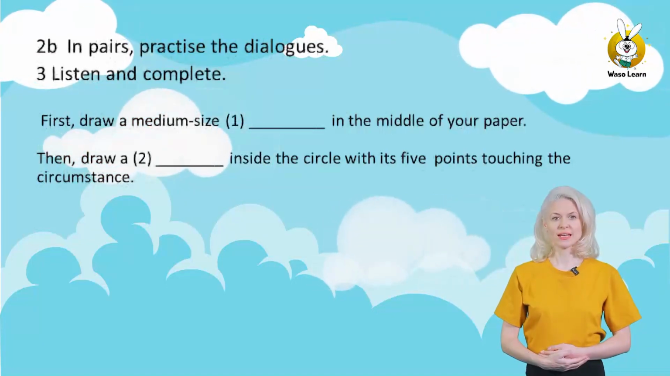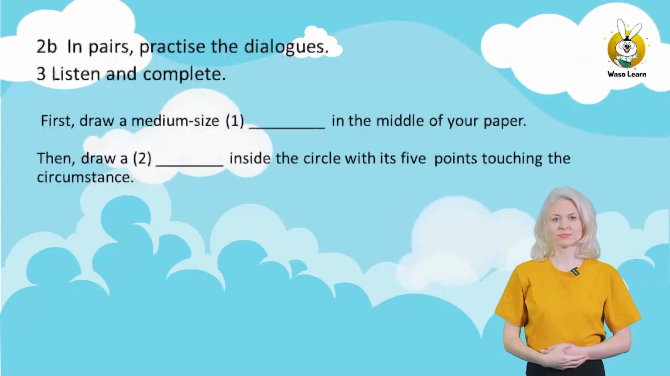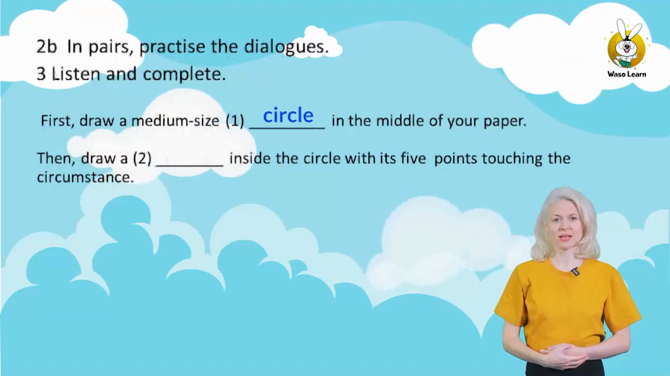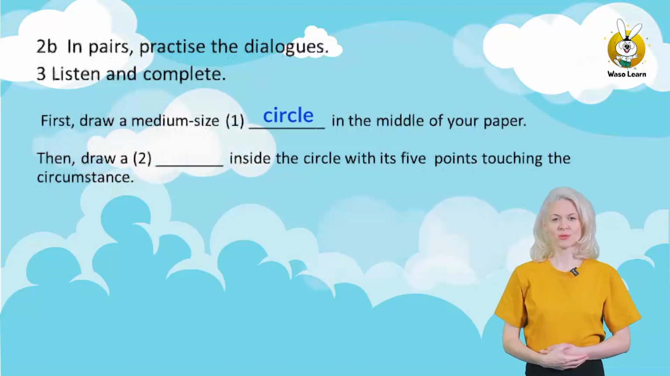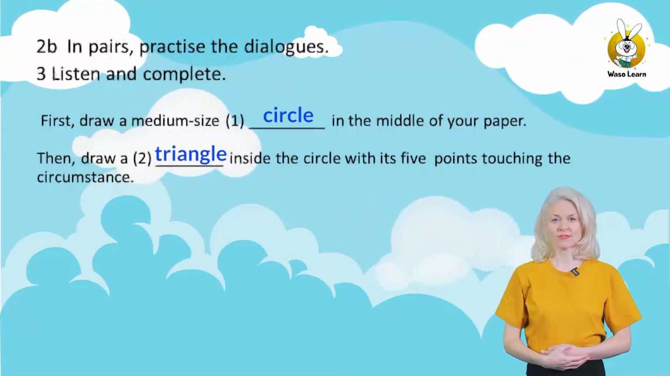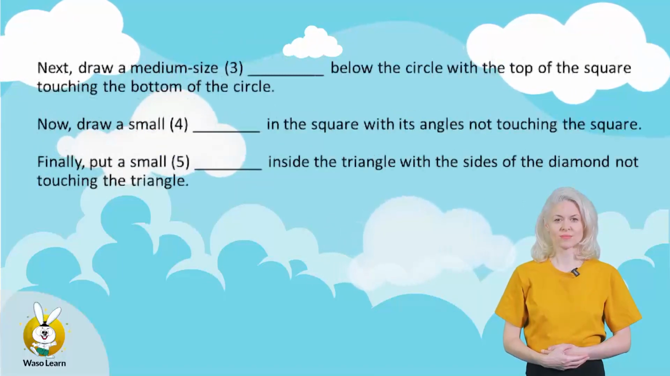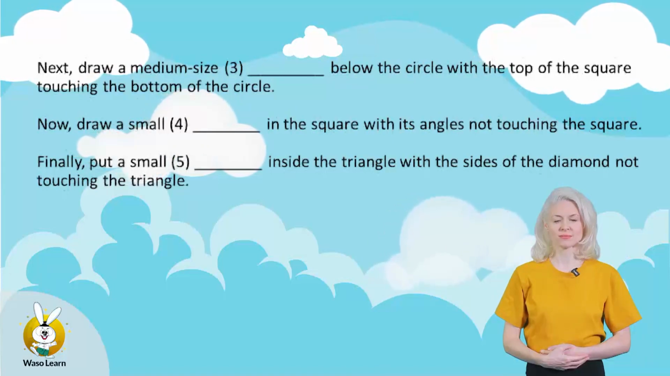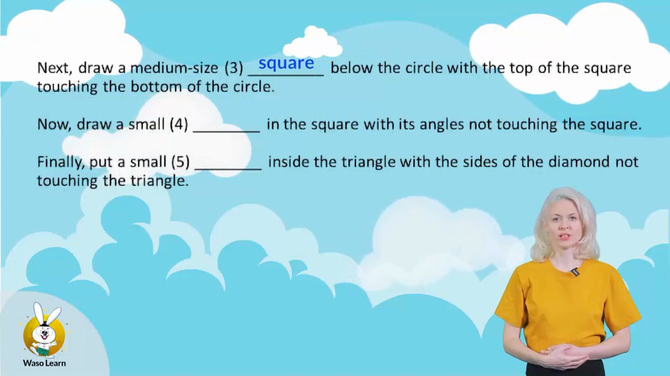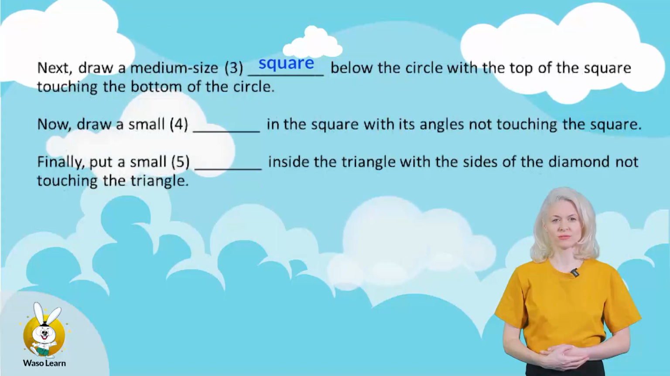3. Listen and complete. First, draw a medium size 1. Circle in the middle of your paper. Then draw a 2. Triangle inside the circle with its 5 points touching the circumference. Next, draw a medium size 3. Square below the circle with the top of the square touching the bottom of the circle.